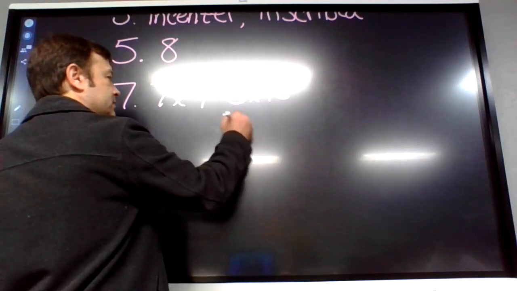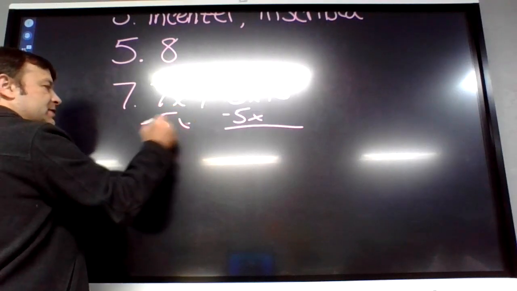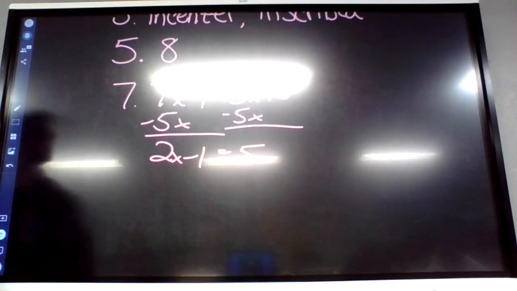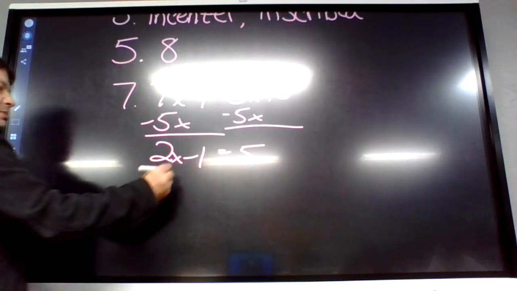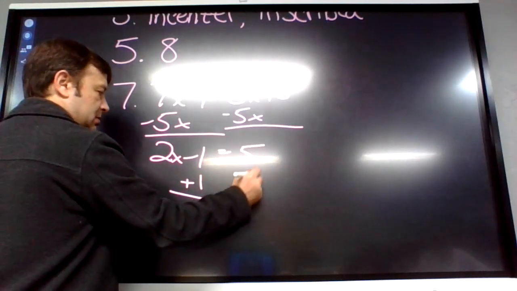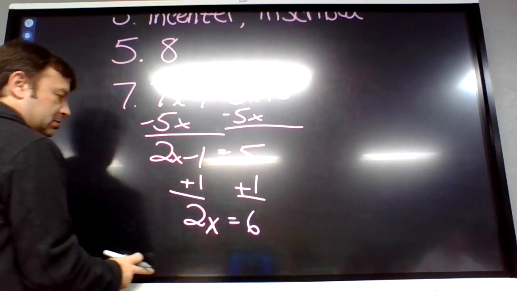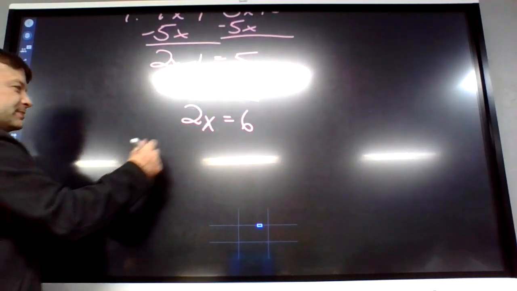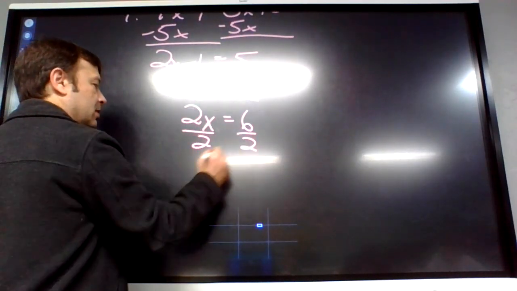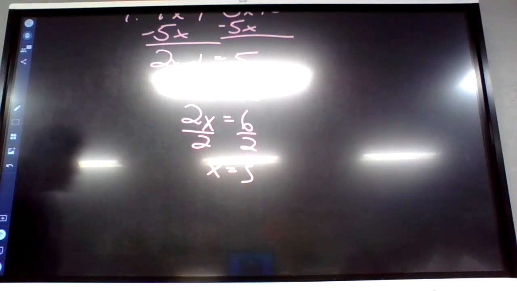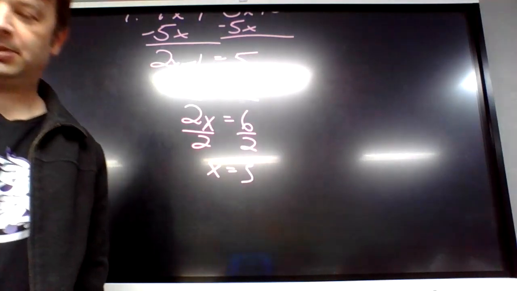Subtract 5x from 7x. Subtract 5x. Plus 1. Look at Luke, still got the algebra skills. Haven't lost it. Divide by 2. Okay, is that the answer? Of course not. You silly, silly people.